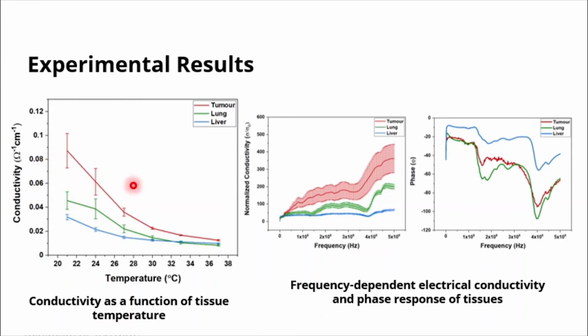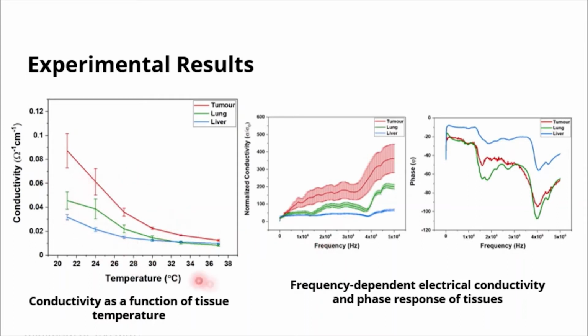What was observed was that the tumor samples had an overall higher conductivity value as compared to the lung and liver. This could be due to the reported leaky blood vessels that are there in the tumor, which leads to an increased water content and blood content in the tumor, as compared to lung and liver. This in turn increases the conductivity of the tumor samples, which are freshly excised.